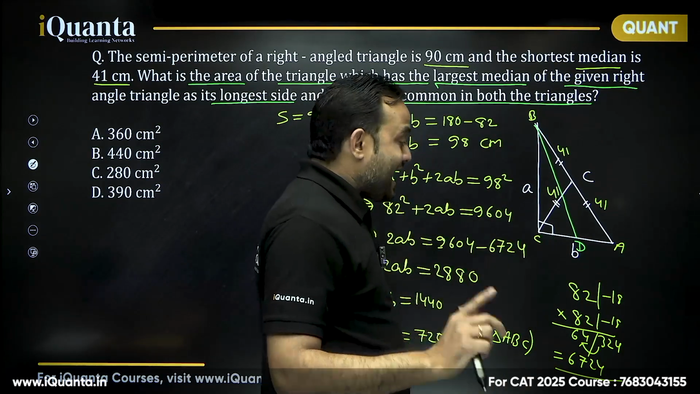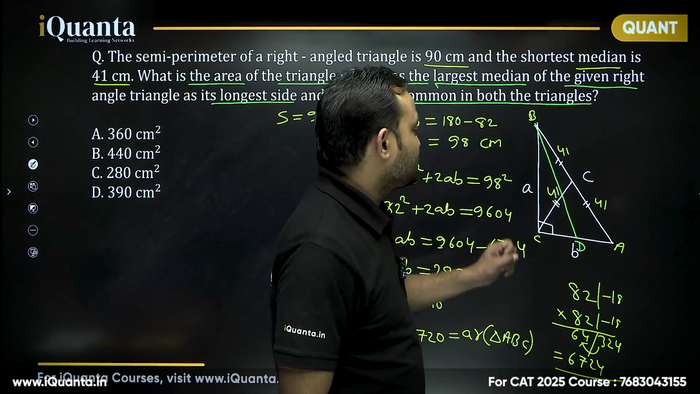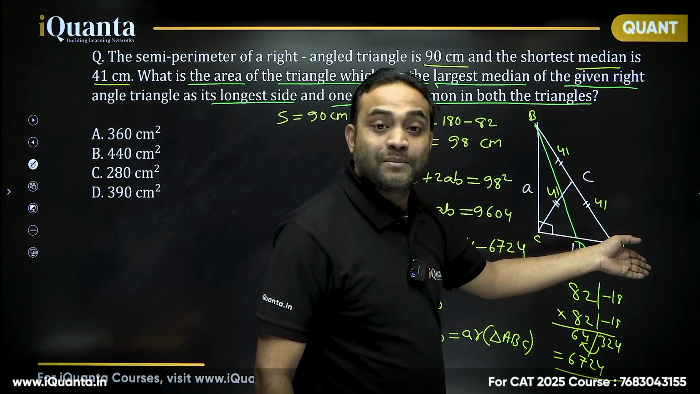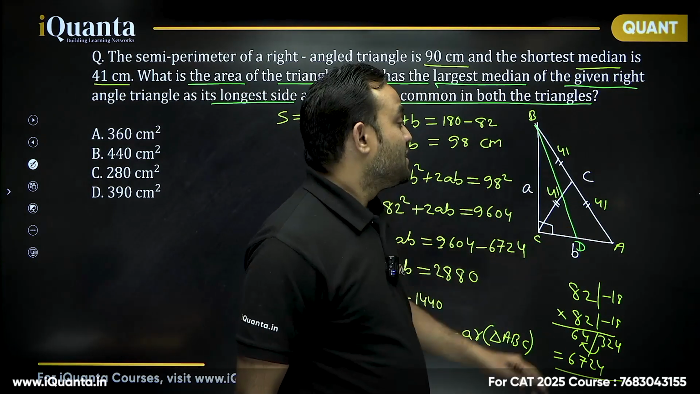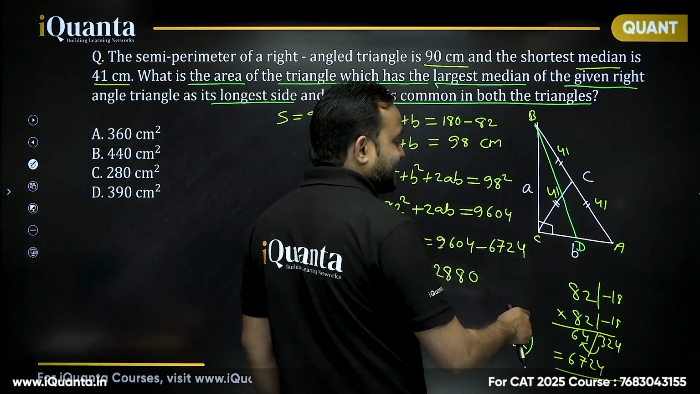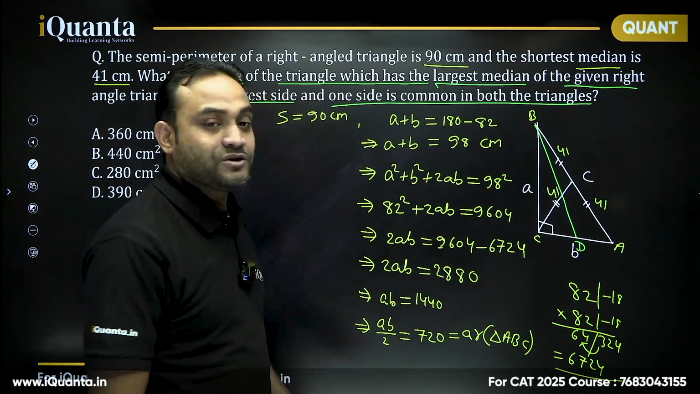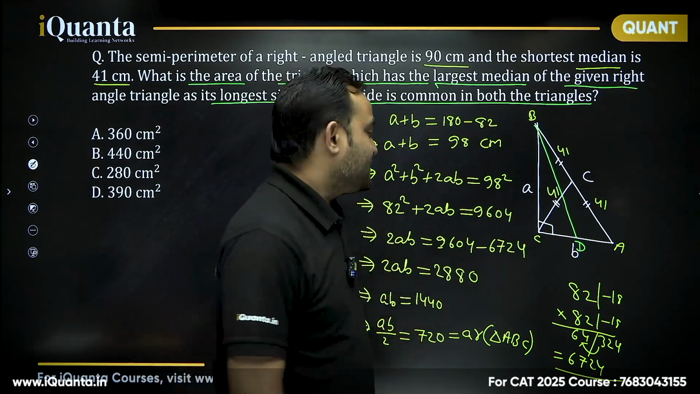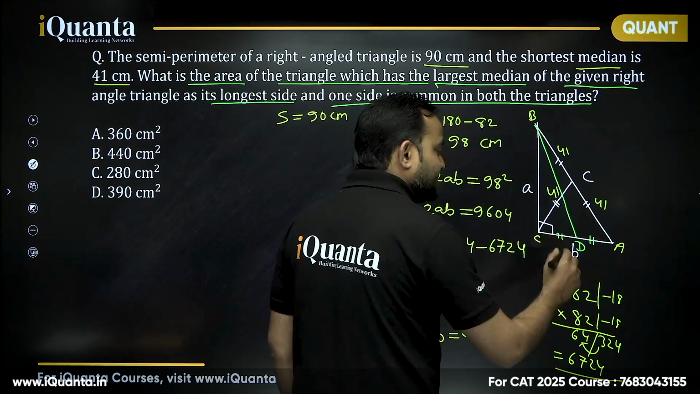If we take triangle BDA, then BD won't be the largest, because AB is the hypotenuse and the hypotenuse will be bigger than this median, right? But if we take the triangle BCD, then BD will be greatest. So basically, we need to find the area of triangle BCD, right? And BD is the median which divides AC into two equal parts.